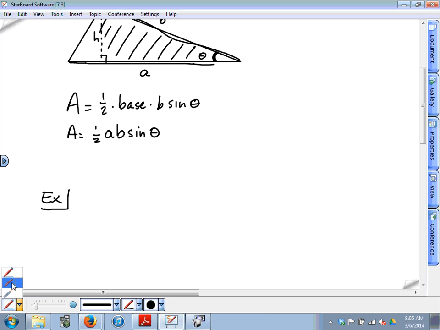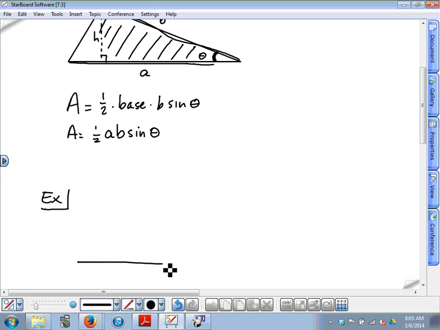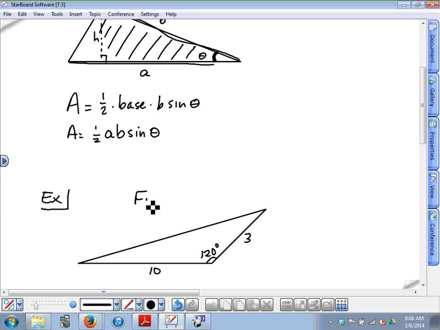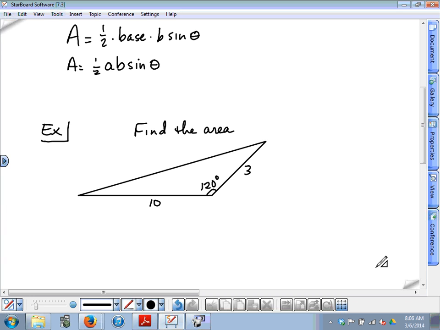Okay? Let's practice here real quick. Example. Draw a triangle here. And let's say that this angle is 120 degrees, and this side is 10, and this side is 3. The directions are to find the area.